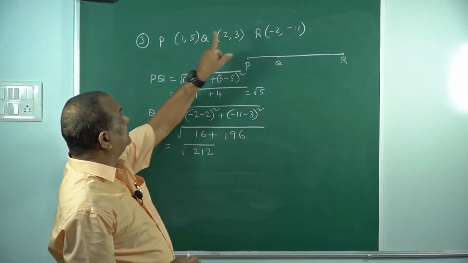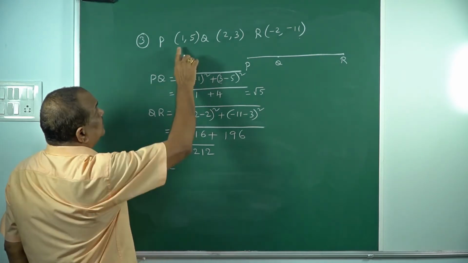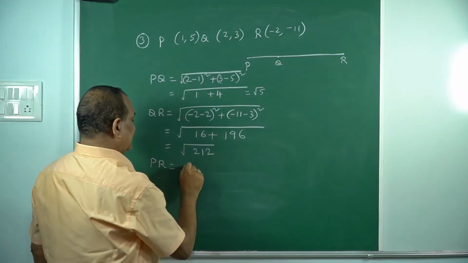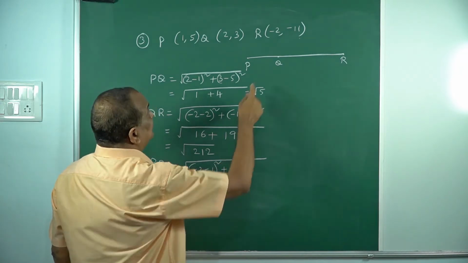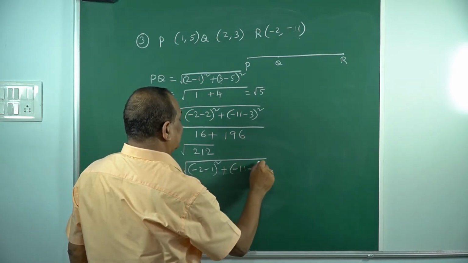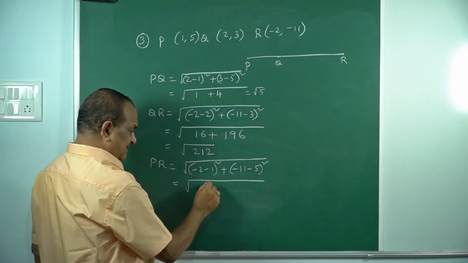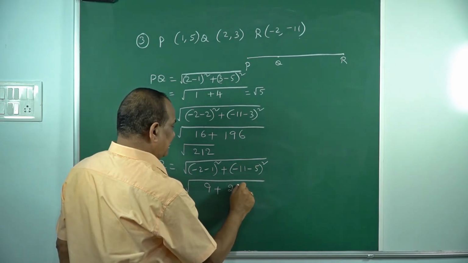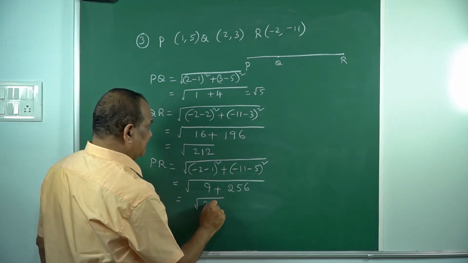Let us go for this distance PR. Okay, PR is equal to. So this is x1, y1 and this is x2, y2. Root over minus 2 minus 1 whole square plus minus 11 minus 5 whole square. On simplification, this is minus 3 squared, 9, and minus 16 squared, 256. And this I will have 265.